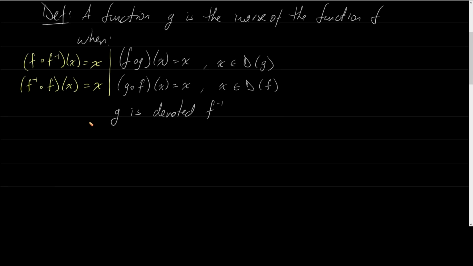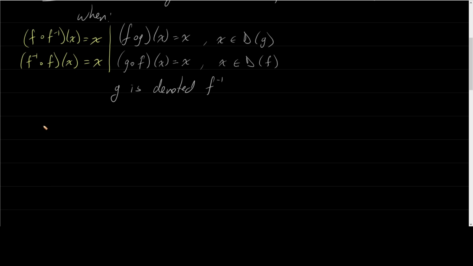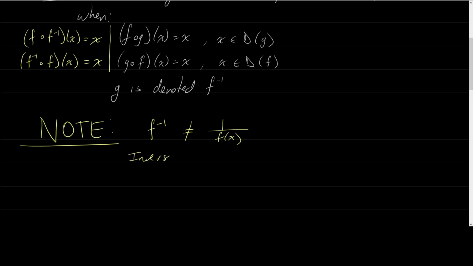All right. Now, I want to make a note here. It's a big note, a very important note. f inverse is not 1 over f of x. All right, the inverse is not the reciprocal. We're very, very used to saying things like a to the negative 1 is just 1 over a. And that's true as long as a is a real number. All right, but not if it's a function.